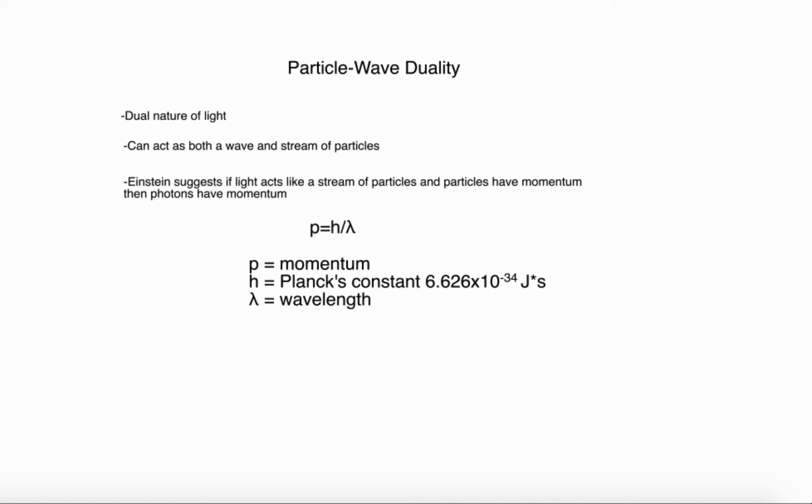Going back to particle wave duality, we're now going to apply that to light. Light, as we mentioned before, can act as both a wave, its energy form, and a stream of particles, basically the matter form. Einstein suggested that if light is going to act like a particle, and particles have mass, then that particle should have some kind of momentum. So photons should have a momentum. That momentum is equal to Planck's constant over the wavelength. So our momentum, rho, is equal to h over lambda. If we know the wavelength of a photon, we know its momentum, and if we know its momentum, we can find its wavelength, vice versa.